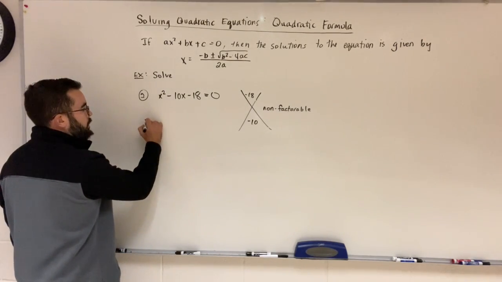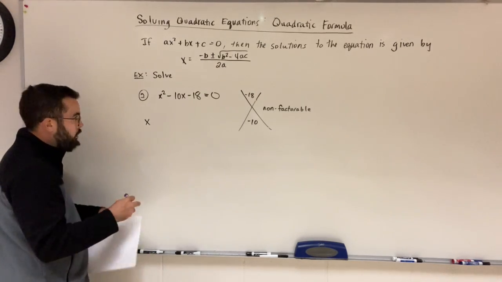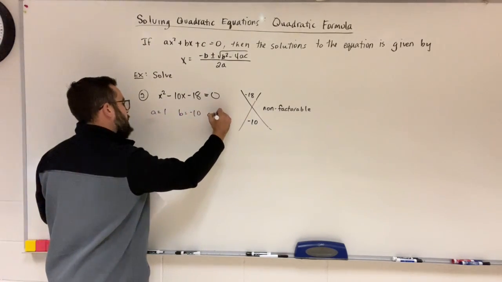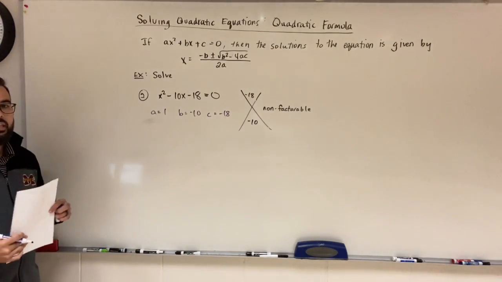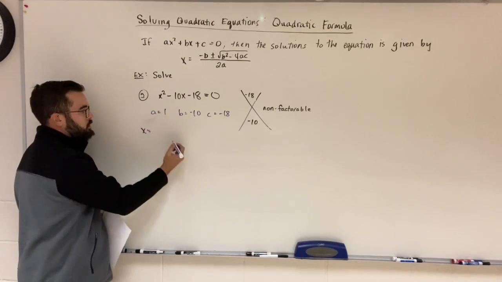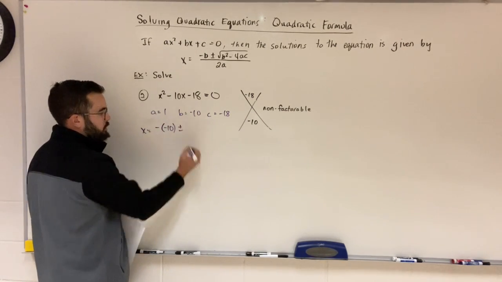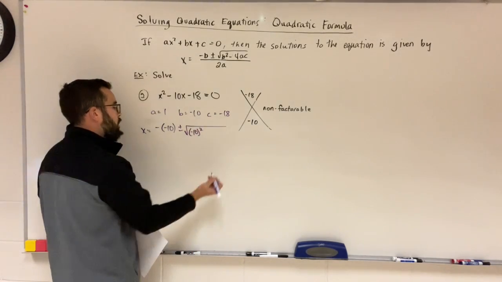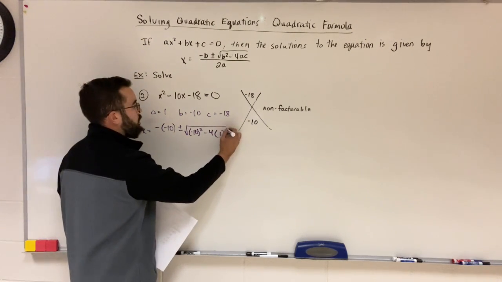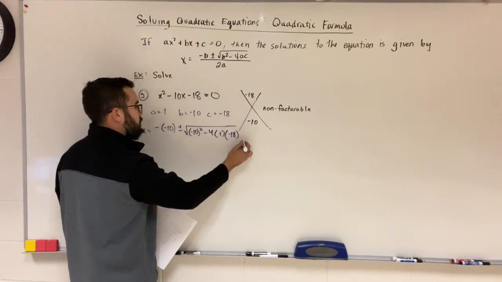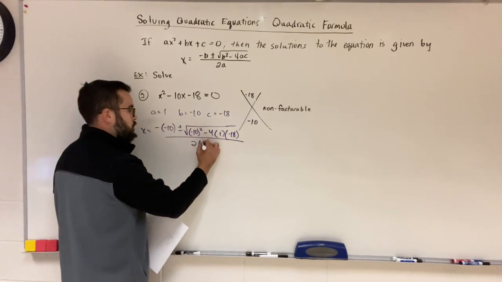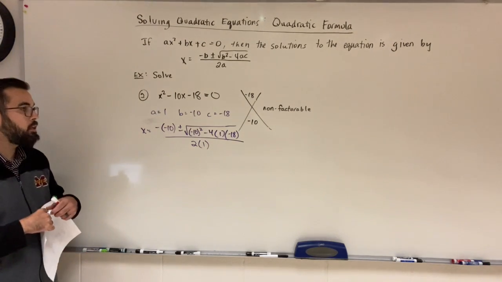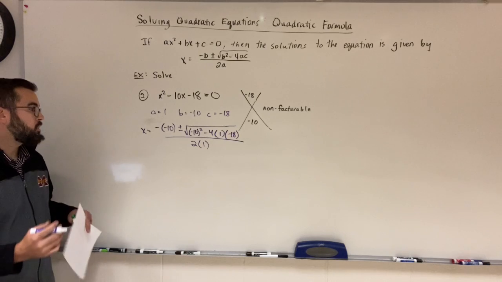So we're going to have, let me use a different color here, writing down our A, B, and C. Okay, and then just plugging those into the quadratic formula leaves us with this. We have minus negative 10, because it's minus b, plus or minus the square root of b squared, negative 10 squared, minus 4 times 1 times negative 18, all over 2 times a, which is 1. All right, so we've plugged into the quadratic formula. Now it's a matter of just simplifying.